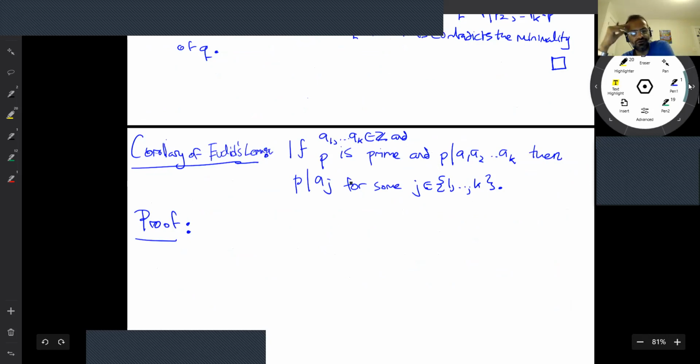Any ideas about how we're going to go about proving this? How would this follow from Euclid's lemma? Maybe assume there isn't one, like from contradiction. Okay, yeah. We can do this using the well ordering principle. It's a little bit awkward, but let's do it.